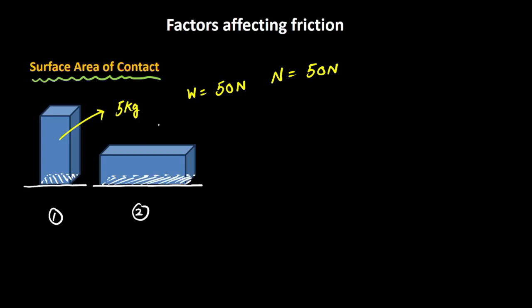Now in both these situations, the normal reaction would be 50 Newton, since the weight of both the boxes is the same, because these are the same boxes. But the difference is that the surface area of contact in situation number two is more as compared to the surface area of contact in situation number one. Do you think it will have any effect on friction?